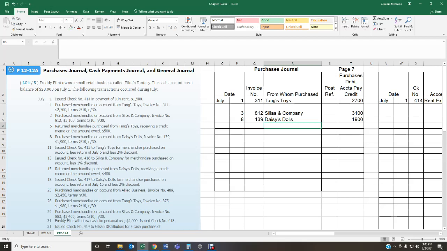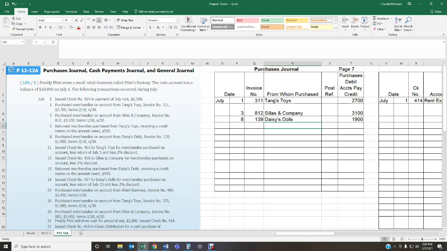On the 11th, we issued check number 415 to Tang's Toys for merchandise purchased on account, less the return on July the 5th, and less the 2% discount. So now we are paying the money that we owe to Tang's Toys. But we have to remember that we purchased $2,700 from Tang's Toys on July the 1st. Then on July the 5th, we returned $500 of merchandise. So we have to take that into account. Here it says we are issuing a check. Therefore, we are going to be using the cash payment journal.